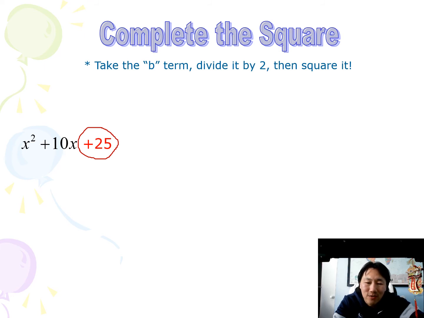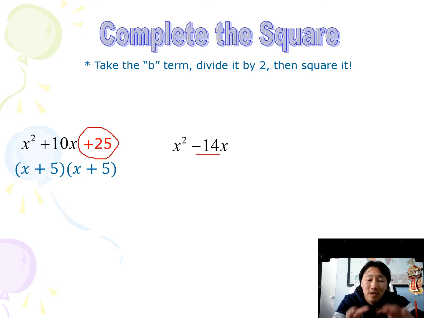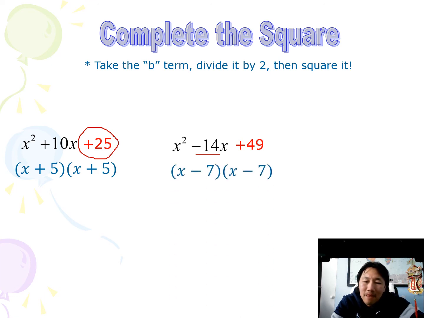Okay, let's see why that is important. If you try to factor this, it factors perfectly. X plus 5, x plus 5. Let's do another one. Take this negative 14, divided by 2, negative 7, and then square the negative 7, 49. And why do we put the 49 in there? Because when we are asked to factor, it will factor perfectly. How nice.